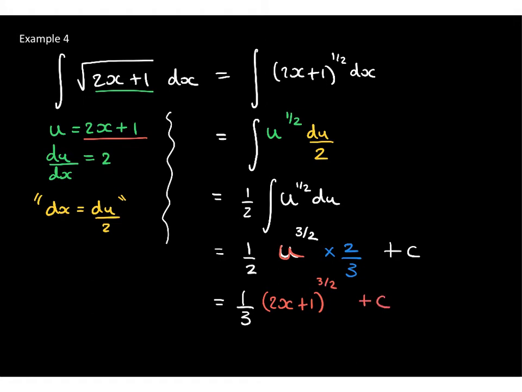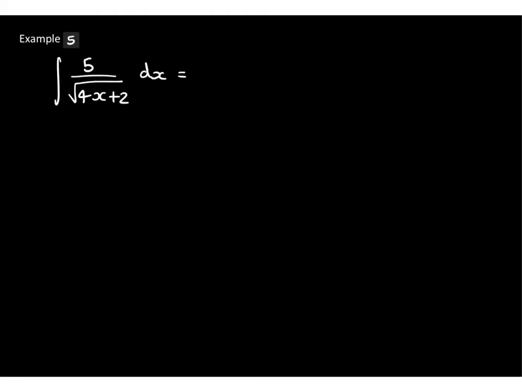So again, think about the original question, 2x plus 1 to the power of a half. You can see that the power of 2x plus 1 has been raised by 1, and yes, we did divide by 3 over 2, but we've also got this factor of a half here to think about. Now think about how that relates to the original question. So as you can see, the examples build up to be a little bit more complex each time.